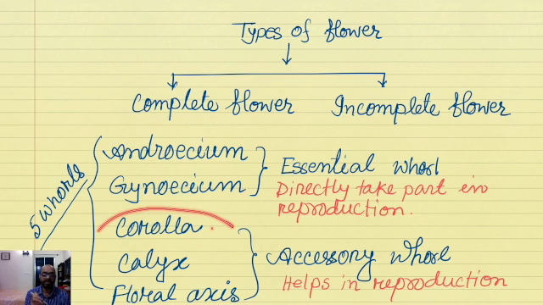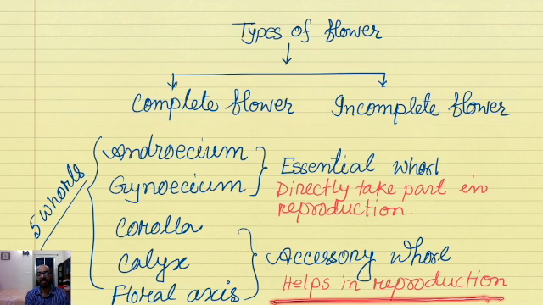Androecium and gynoecium present in a flower are both known as essential whorls, and corolla, calyx, and floral axis are accessory whorls. They do not directly take part in reproduction, they help in reproduction.